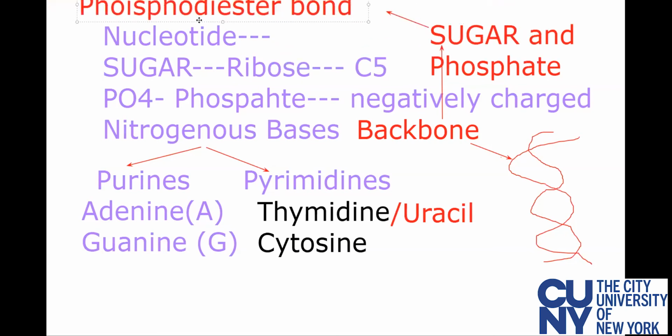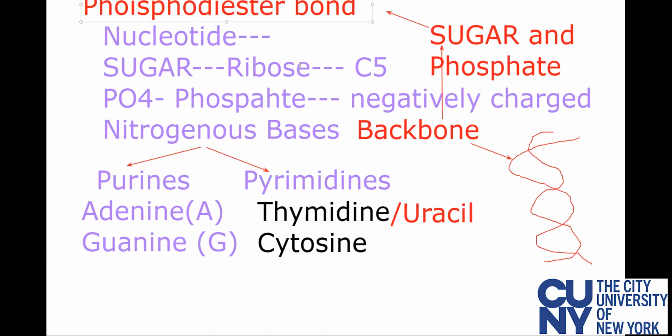Phosphodiester bond. Now, let me recapitulate. So the question was, what is a nucleotide? So nucleotide is the building block for nucleic acids. How many types of nucleic acids? There are two kinds of nucleic acids, RNA and DNA. RNA stands for ribonucleic acid and DNA stands for deoxyribonucleic acid.